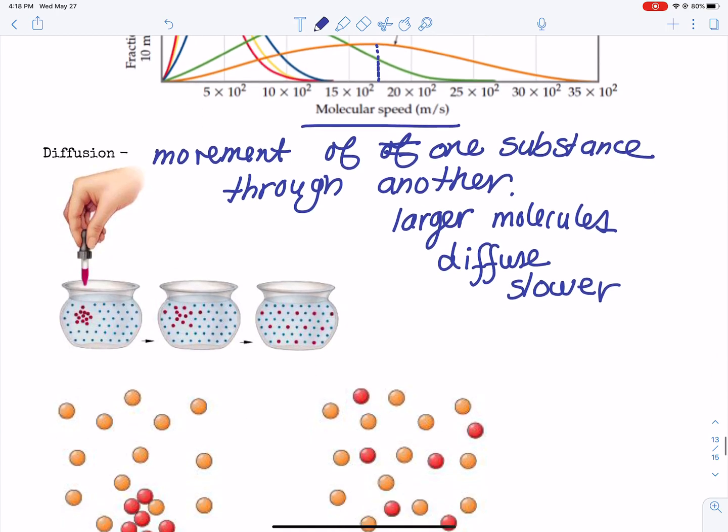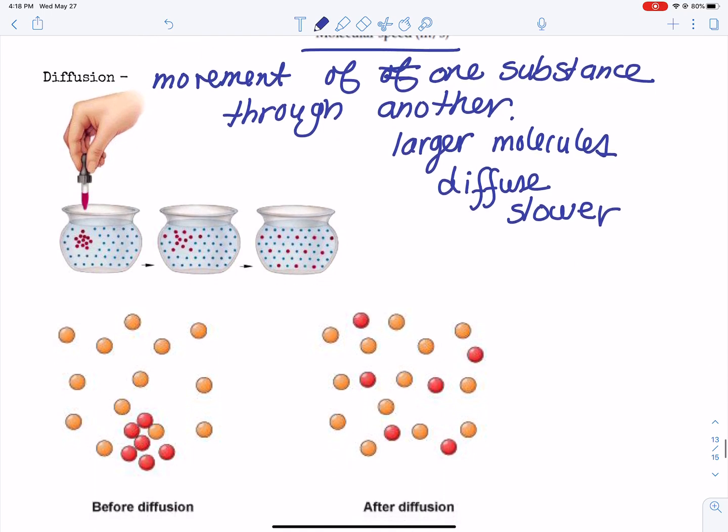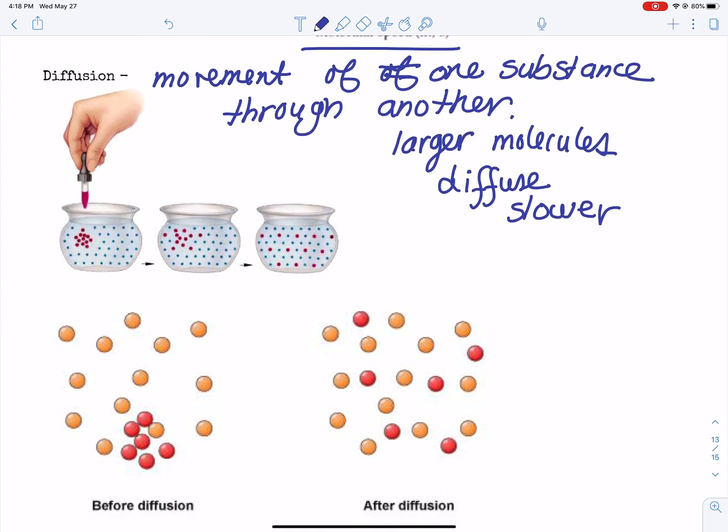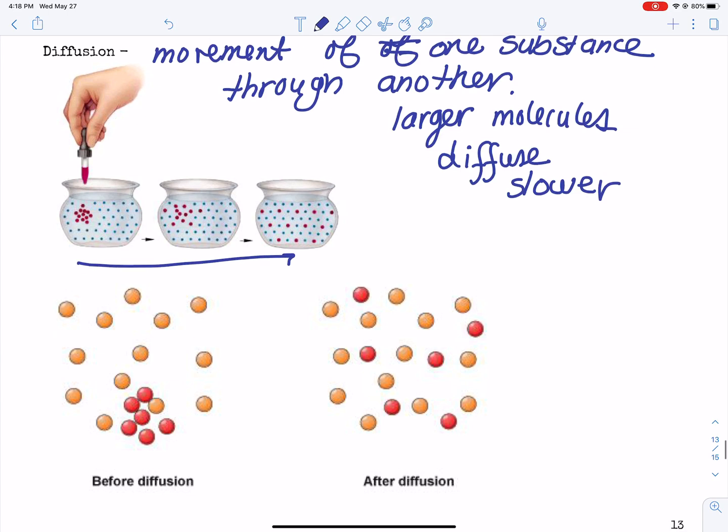So diffusion, we often think about in biology class as being liquids or solutions, and yet really in chemistry, we can also think of it as being through gases, right? So here's just a picture of diffusion. And larger molecules will take longer to diffuse than smaller molecules.